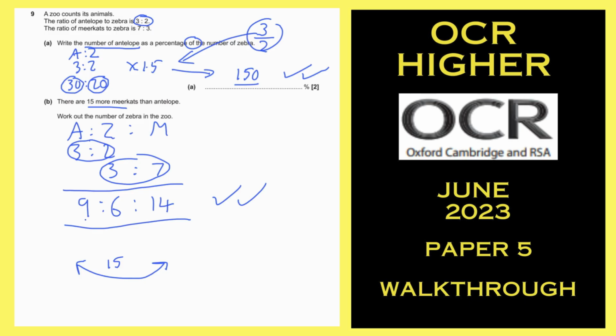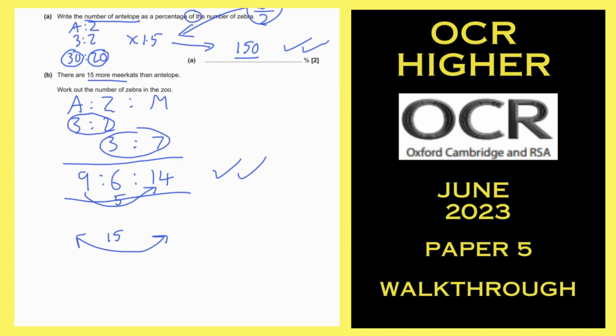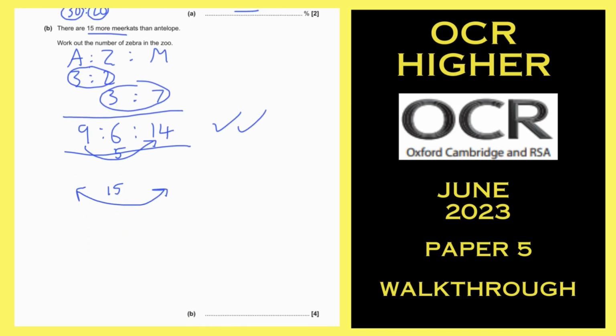At the moment, from antelope to meerkats, there's a difference of 5. We're wanting a difference of 15, which is 3 times larger. We need to multiply all the animals by 3. That'll give us 27. That'll give us 18. And that will give us 42. If we needed all that info, for example, like total number of animals, we actually don't. We're only interested in the zebras, and there's 18 of those. In we go for that 6 marker.